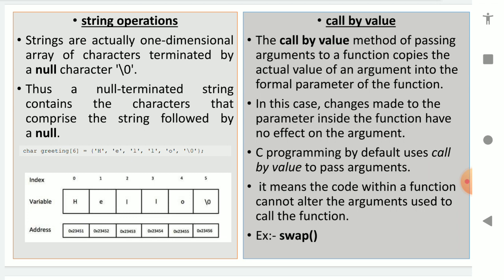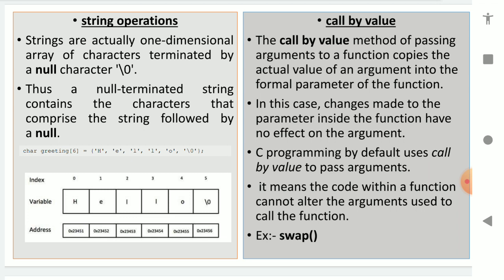So in this picture, you have the variables H E L L O and the null value given here. The first value is located at index 0, the starting index, and each variable located in memory has an address. H is located at address 0 2 3 4 5 1, E is located at 0 2 3 4 5 2, and so on.